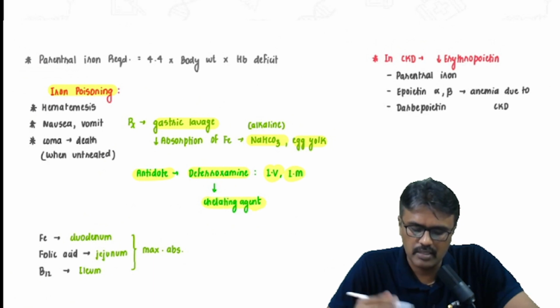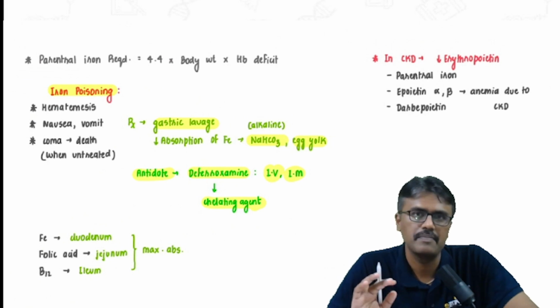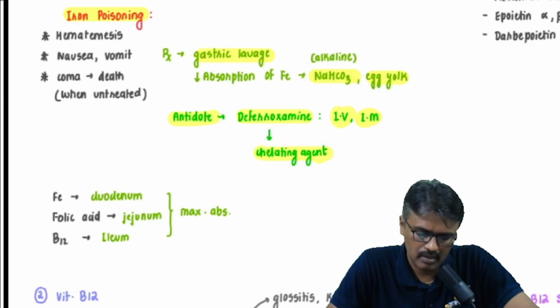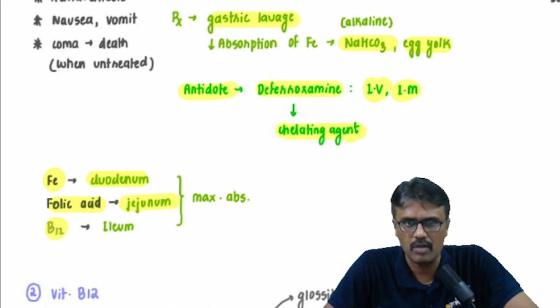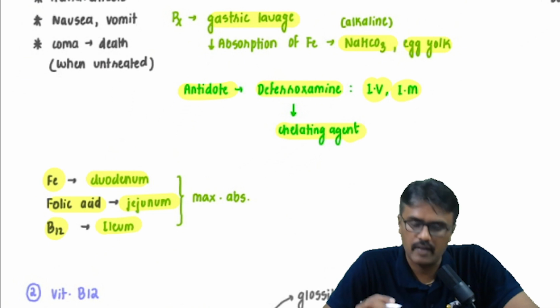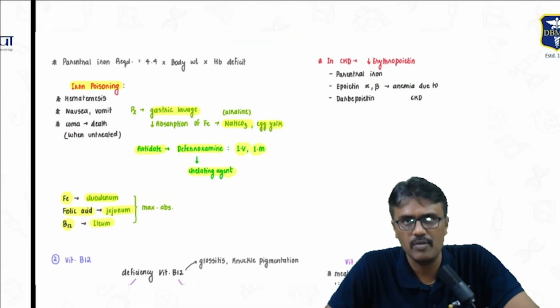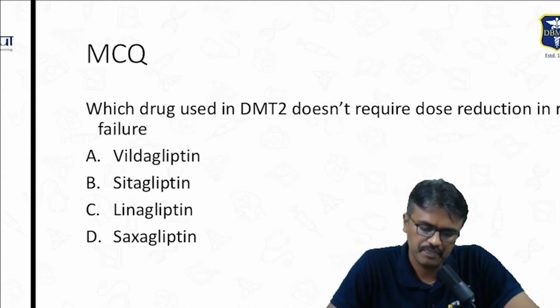It's a chelating agent which will remove the iron and prevent it from getting absorbed. Now, remember, iron is more absorbed in the duodenum, folic acid in the jejunum, and B12 more in the ileum. So this is also one of the questions that was asked in FMG, and that is covered in the notes. So the answer is desferrioxamine, which is the antidote for acute iron poisoning. Now moving on to the next question.